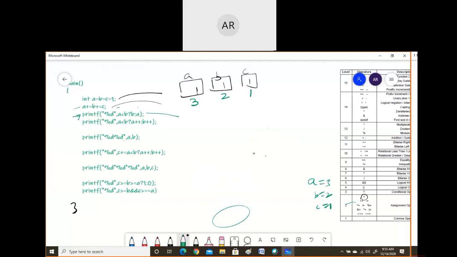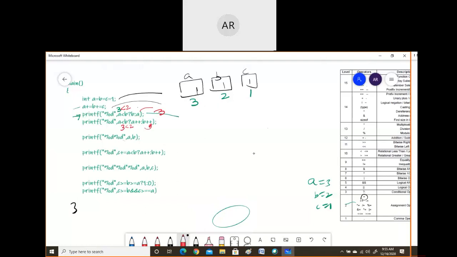This is line number 3. What will be the output of this line number 3? Basically A is less than B. What is A? A is 3 and what is the value of B? B will be 2. 3 less than 2, right? So this condition is false, so the answer will be a, and the value of a is 3, right?